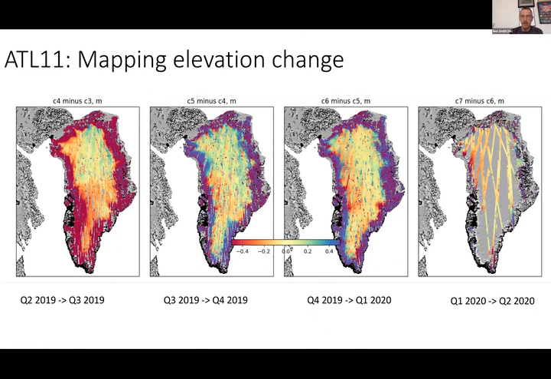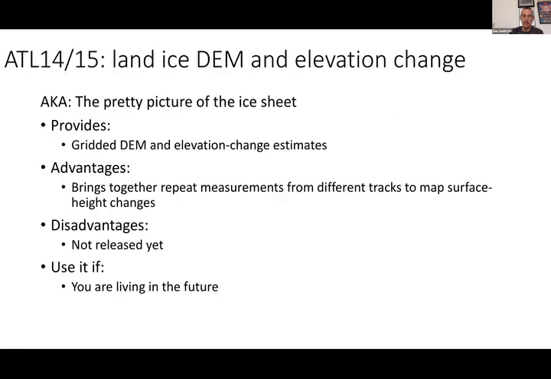So these are height differences in Greenland, showing the drastic surface elevation drop that happened because of the big melt events that we had in the summer of 2019, and then partial recoveries of that over time afterwards, going all the way up into the middle of the early part of 2020.